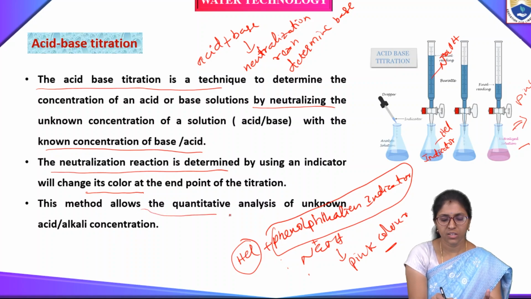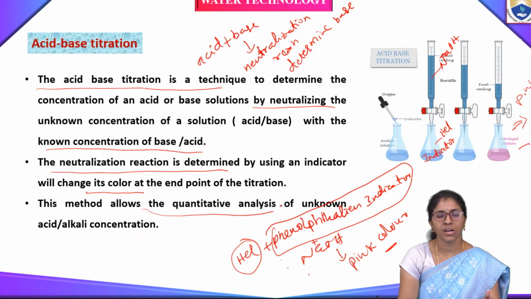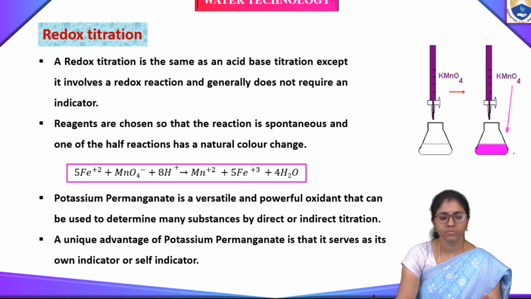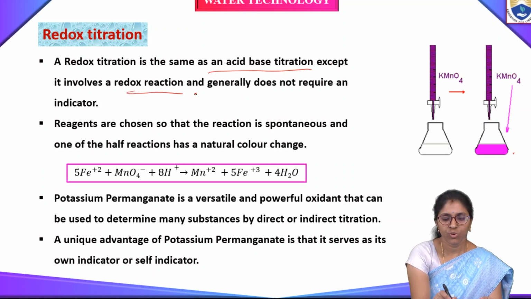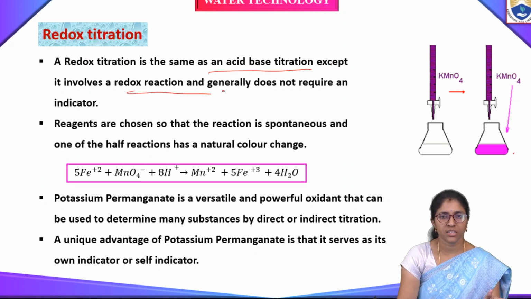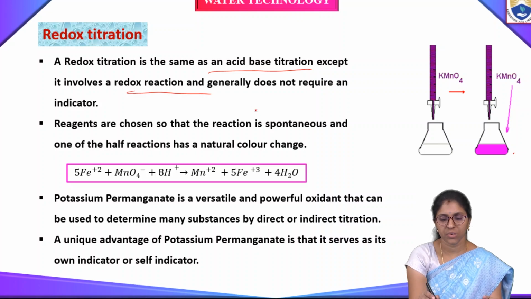This method allows quantitative analysis of an unknown acid or alkali, so it is also called quantitative chemical analysis. Next, redox titration. It is the same as acid-base titration, except it involves a redox reaction. In acid-base titration an acid-base reaction takes place; in redox titration a redox reaction takes place.